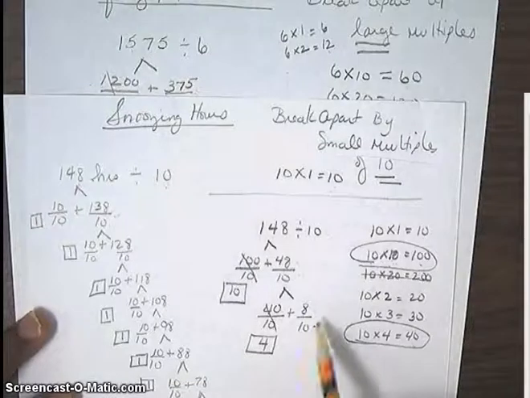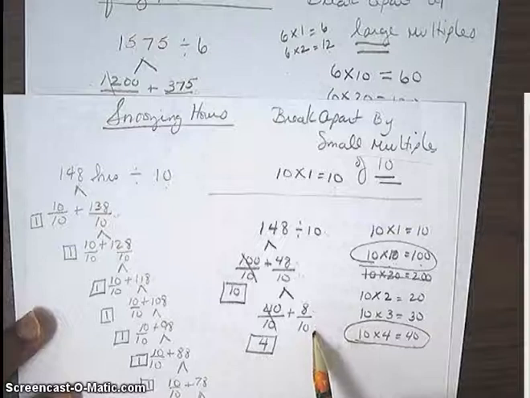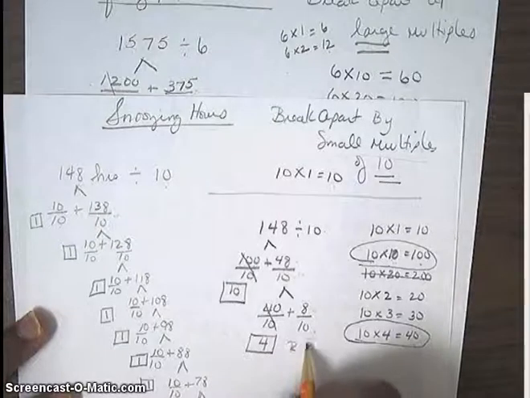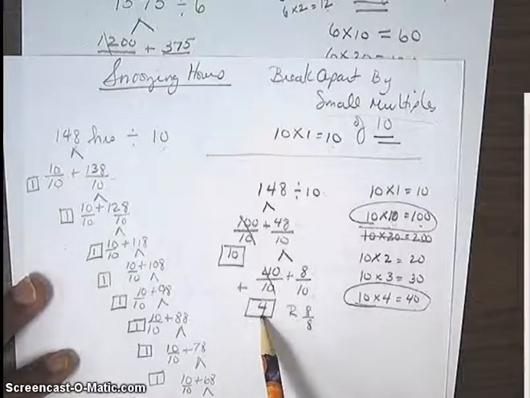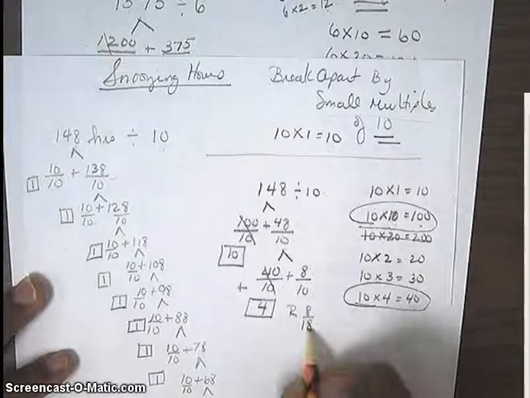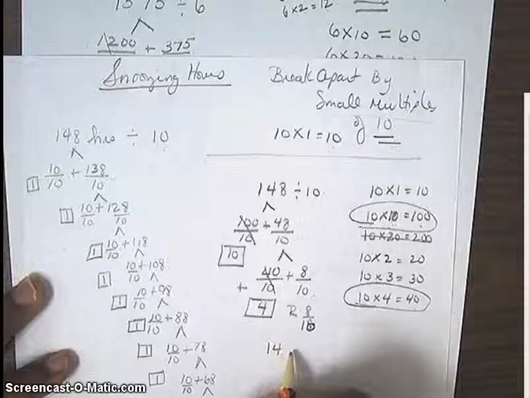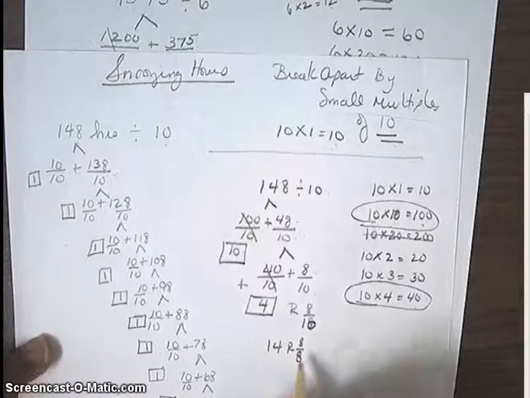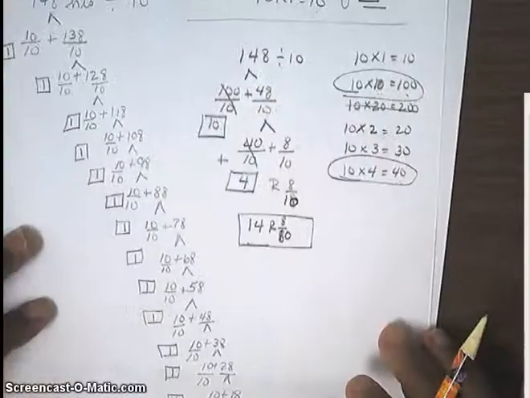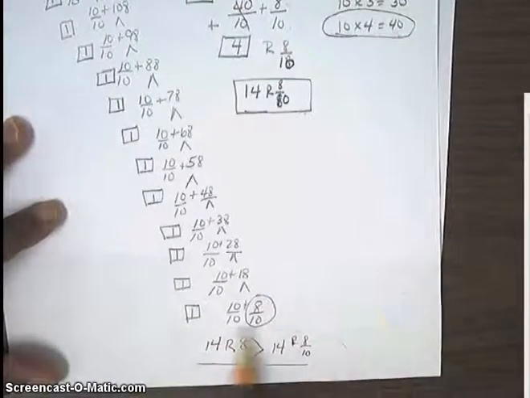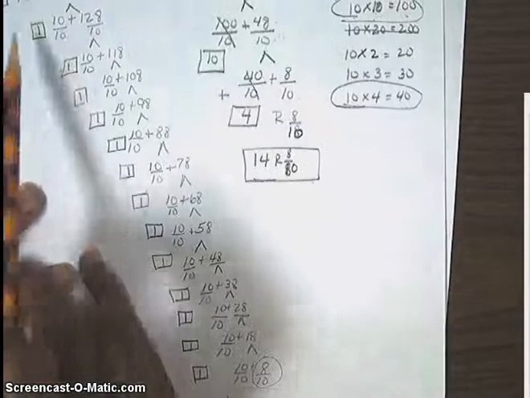Why is this a remainder? Because we cannot divide 8 evenly into whole groups of 10. So this is going to be our remainder. If we add these up, girls, we have 10 plus 4 plus 8/10, and that equals 14 with a remainder of 8/10. Does this look familiar, girls? It really should, because this is the same answer that you made earlier down here. But it just took a lot fewer steps.